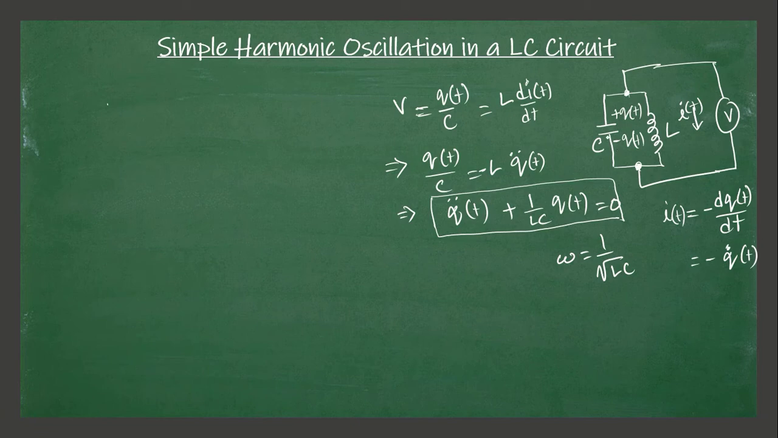Now, if this is an ideal circuit and there is no resistance in the wires, this simple harmonic oscillation would go on forever.